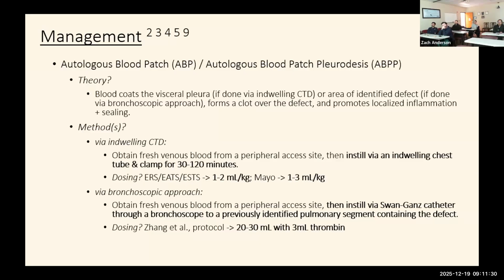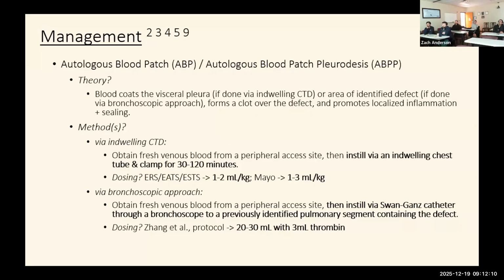So what does autologous blood patch or autologous blood patch pleurodesis have to say? So the theory, right? If you do it intrapleurally, it coats the defect, or if you do it intrabronchially, it coats the defect as well. So via indwelling chest tube, what do you do? You get a fresh venous sample from a peripheral access site, instill it via the indwelling chest tube, and clamp for 30 to 120 minutes. ERS says 1 to 2 mLs per kg, but Mayo has their own protocol and says 1 to 3 mLs per kg. Mayo is really the leader in this and bronchoscopic PAL management.